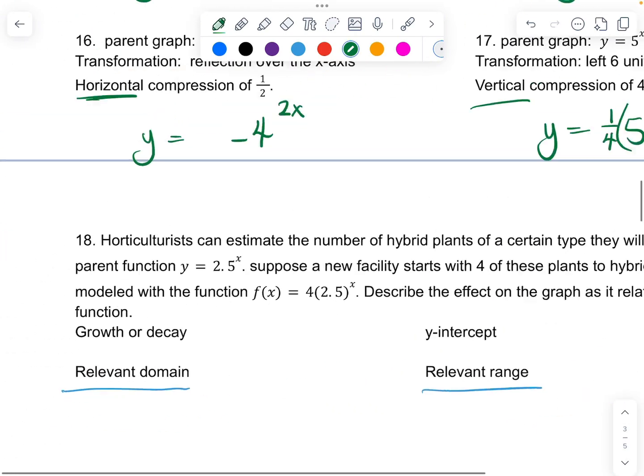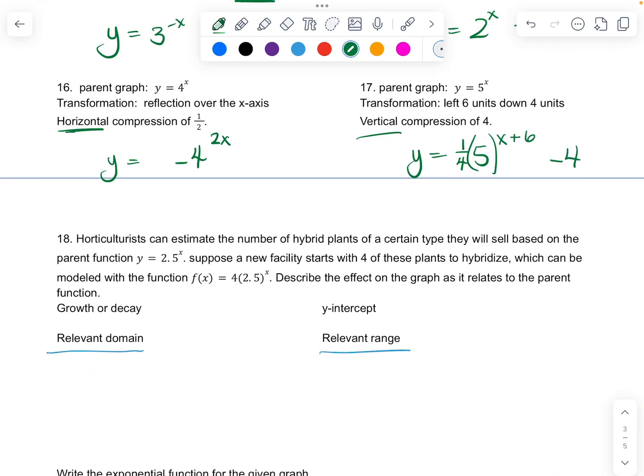Okay, so the next one says a horticulturist can estimate the number of hybrid plants of a certain type they will sell based on the parent function y equals 2.5 to the x. Suppose a new facility starts with 4 of these plants to hybridize, which can be modeled by this function. Describe the effect on the graph as it relates to the parent function.